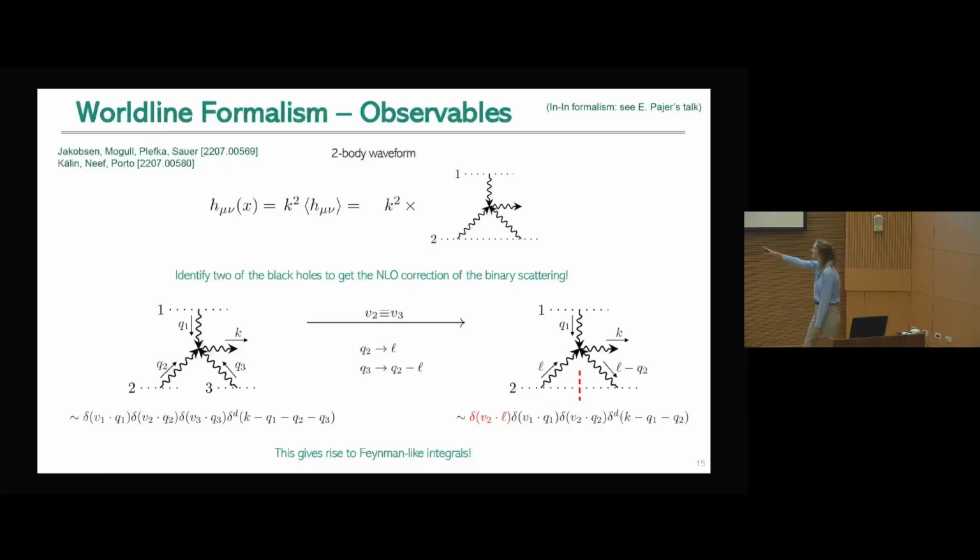It fulfills these 3 energy conservation constraints that I show as delta functions by now identifying initial velocity 2 with initial velocity 3 and doing this suspicious relabeling of Q2 as L and Q3 as Q2 minus L. One of these delta functions turns into this here, V2.L. So by reverse unitarity, we would see this is a Feynman-like diagram, and it's very similar to what we got earlier doing QFTs.